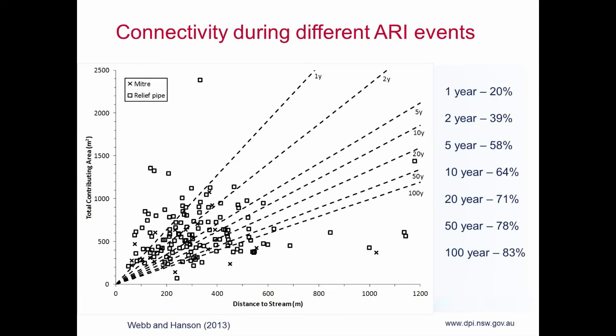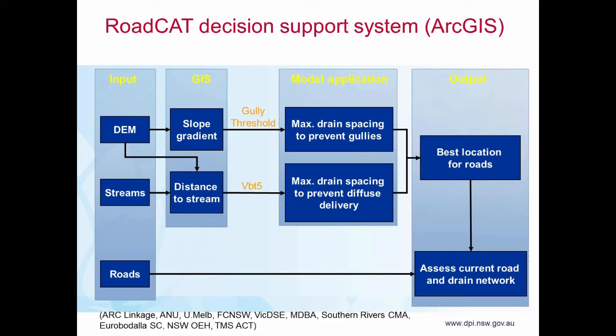So, putting all that together, I was part of an ARC Linkage project a few years ago that had a number of research and industry partners, including ANU. The ICAM modelling group basically ran the overall project with the University of Melbourne. The Forestry Corporation of New South Wales, what was the Department of Sustainability and Environment in Victoria, the MDBA, Southern Rivers, what was the CMA, Eurobodalla Shire Council, OEH in New South Wales, and the ACT government were also involved. We came up with a framework or decision support system called RoadCap. I'll give you the link to that.